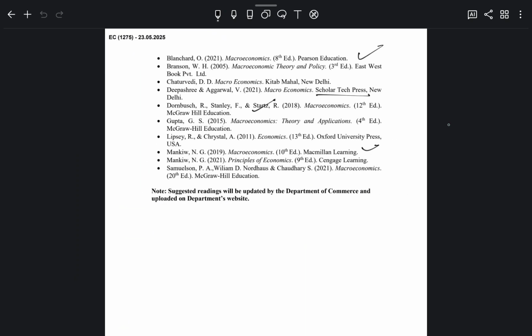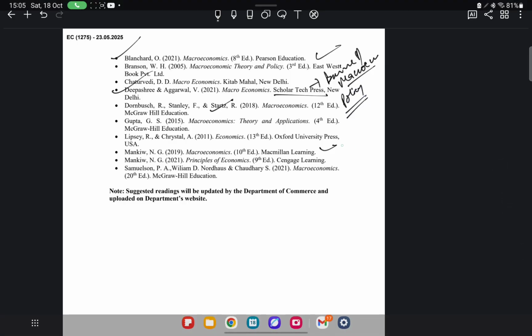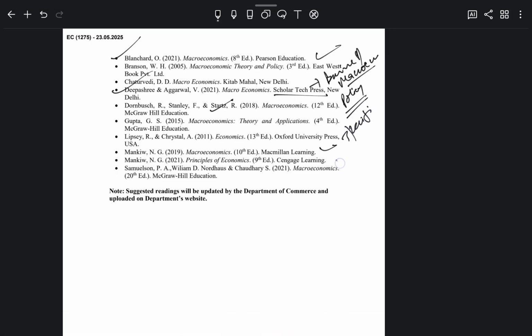The suggested readings for this course are Blanchard, Macroeconomics, and I am basically referring to Blanchard, and Deepashri and Vanita Agarwal, Macroeconomics by Scholar Tech Press. You can also have the Business and Macroeconomic Policy book by these two authors, also by Scholar Tech Press, specifically for the BCom program and honors semester 7.